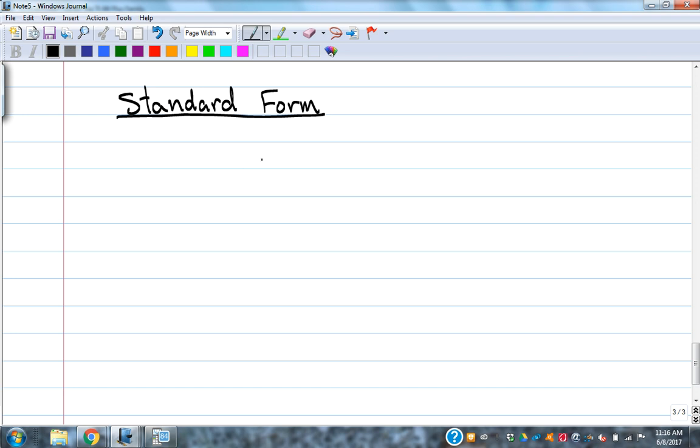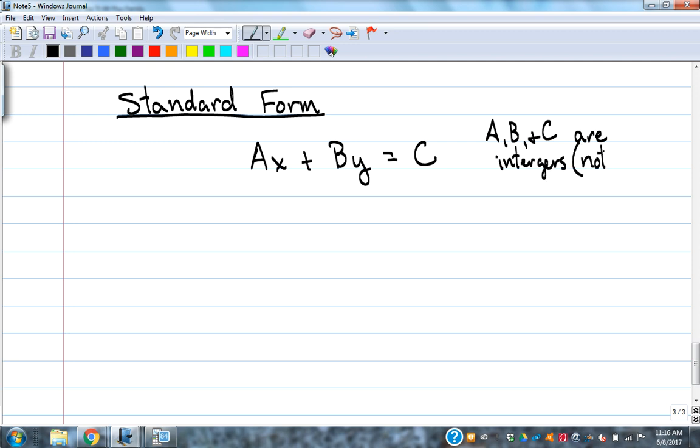Standard form looks like this. Capital A, X, plus capital B, Y, equals capital C. A, B, and C are integers. Biggest thing is they're not fractions. When we finish a standard form problem, it will not be in fraction form. Okay? There will be no fractions left in it. We will fix it if there are any fractions in it, and I'll show you how to do that. Really, really an easy thing.